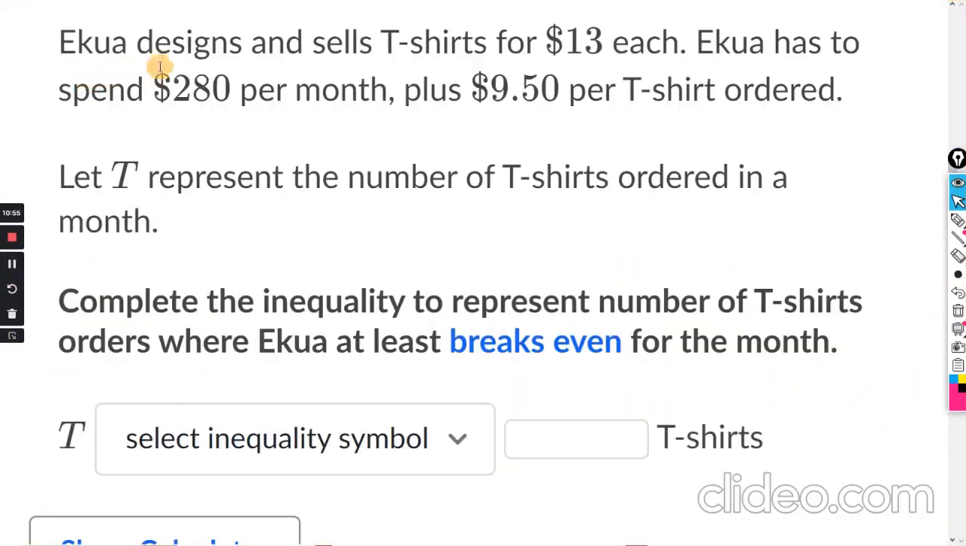Akua designs and sells t-shirts for $13 each. Akua has to spend $280 per month plus $9.50 per t-shirt ordered. Let capital T represent the number of t-shirts ordered per month. Complete the inequality to represent the number of t-shirts where she at least breaks even for the month.